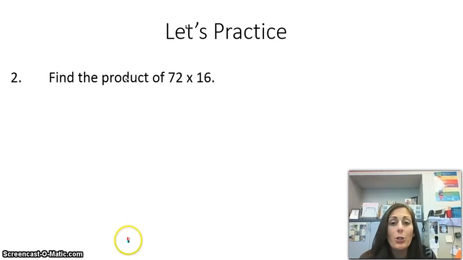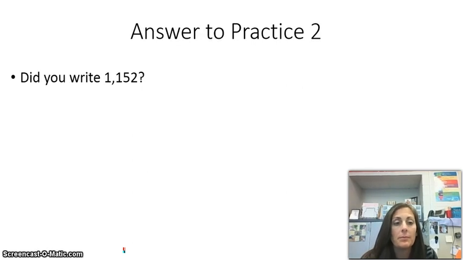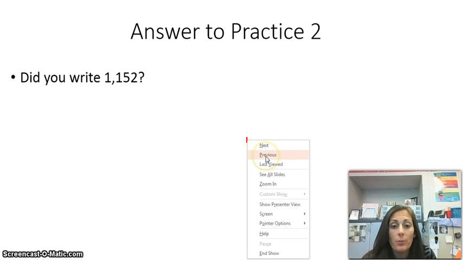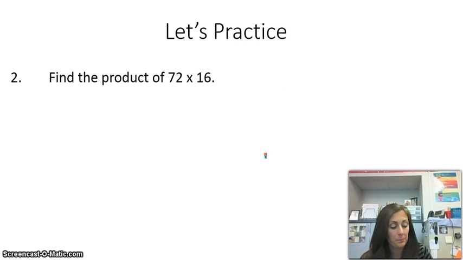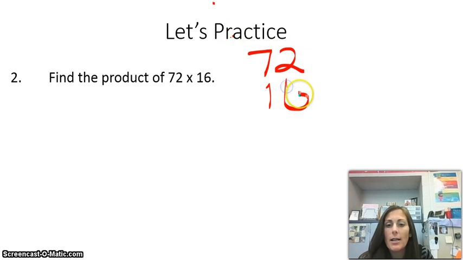Practice problem number 2. It says find the product of 72 times 16. I would go ahead and solve the problem while you push pause on the video. When you are done solving the problem, push play. Did you write 1,152? If so, good job. If not, we're going to go ahead and work through this problem. 72 times 16.